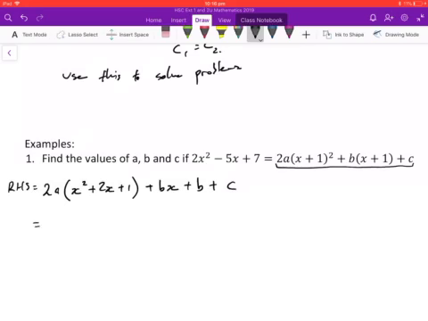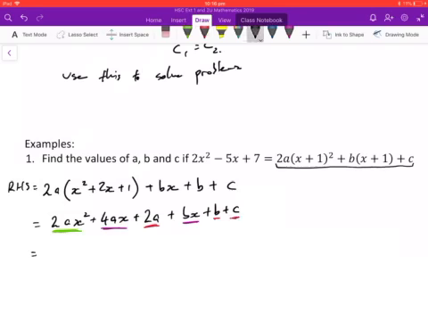Next line, I'm going to expand the first set of brackets. 2ax squared plus 2a times 2x is 4ax, plus 2a times 1 is just 2a, plus bx plus b plus c. Now I'm going to underline: this is my x squared term, there are no others. Then I've got my x terms, those are my two x terms. And in a different color, these are my constant terms, because a, b, and c are constants.